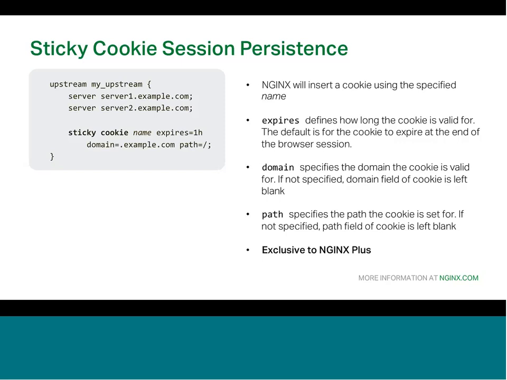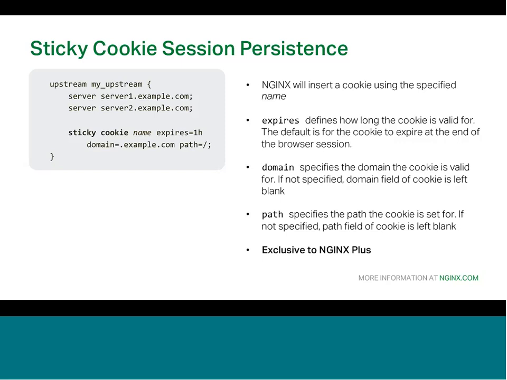So it's called sticky cookie session persistence. And that is configured in NGINX with the sticky cookie directive. You give it a name, and you set a few different parameters for it. One is the expires parameter, which I think is important. It says how long the cookie is valid for. And if you don't set it, then there are some defaults: the default is the end of the browser session. And there's the domain and path parameters, which specify, respectively, what domain and path the cookie is valid for.